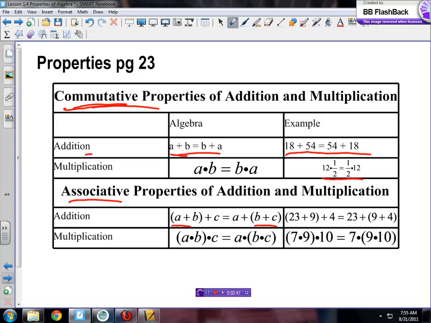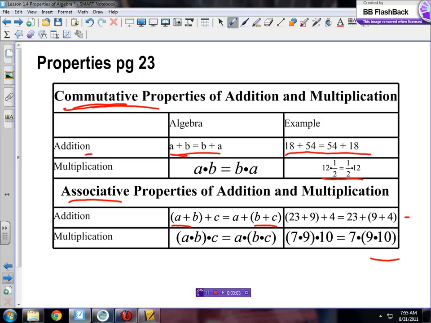And what the associative property basically means is the order in which you add or the order in which you multiply does not matter. It doesn't matter if you multiply one pair first or the last pair first. Order doesn't matter. And it's got a couple examples over here. This is, again, found on page 23.